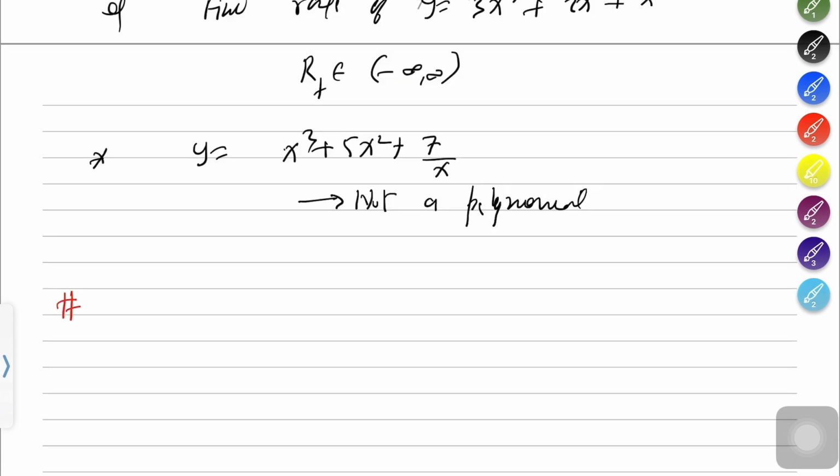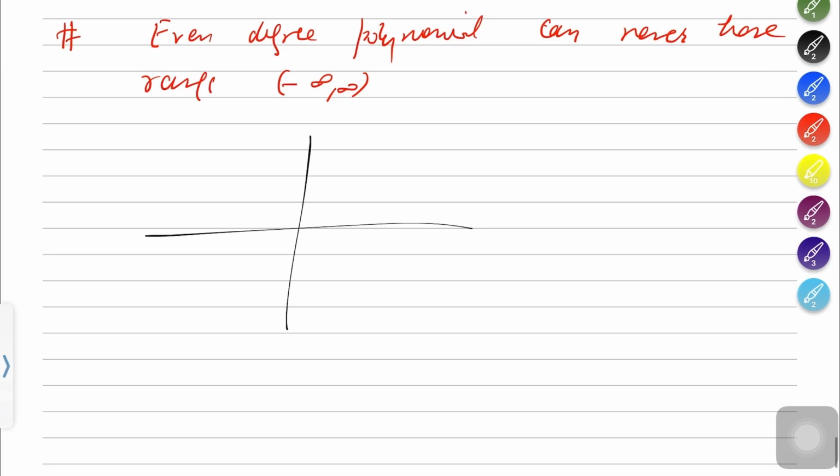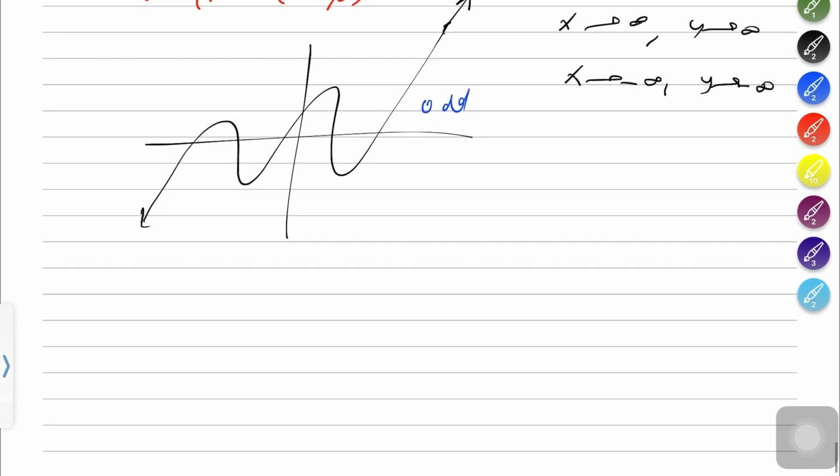And you should also know that any even degree polynomial can never have range minus infinity to plus infinity. That is an important thing. Why am I saying so? Because any odd degree polynomial can look like this, something like this. So always, if x is infinity, the y value goes to infinity, and if x is minus infinity, y goes to minus infinity. So it covers from minus infinity to plus infinity in the case of an odd degree polynomial.